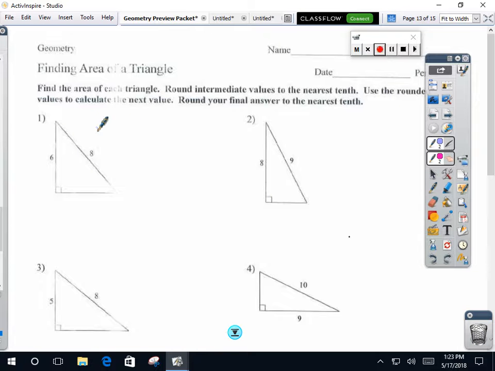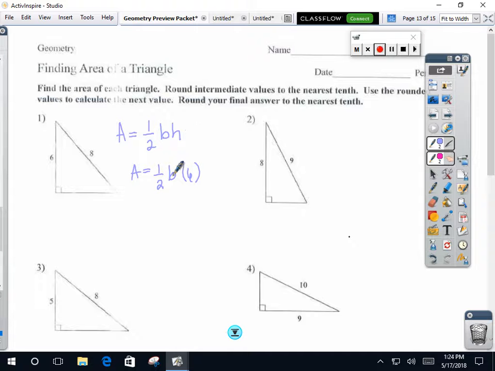So, remember, our goal is to find the area. Well, to find the area of a triangle, you do 1/2 times the base times the height. Well, in this triangle, we have the height. The height is 6. So I can go ahead and plug in 6 for that h. Multiplying by 1/2 and dividing by 2 is the same thing. The actual formula is 1/2 base times height.